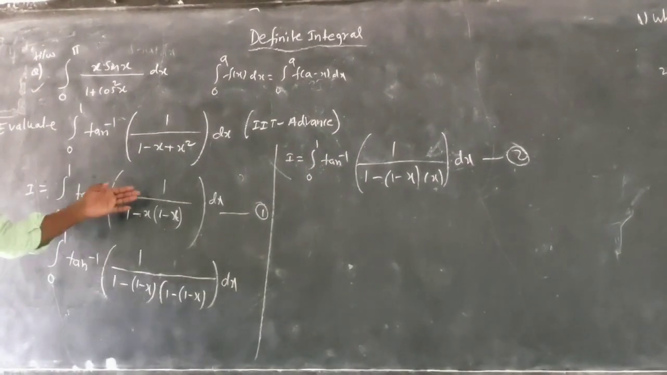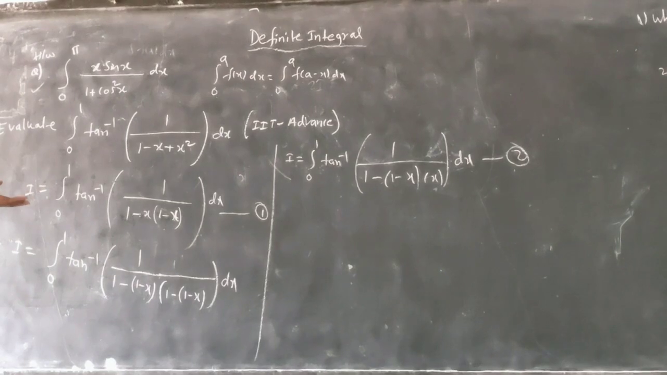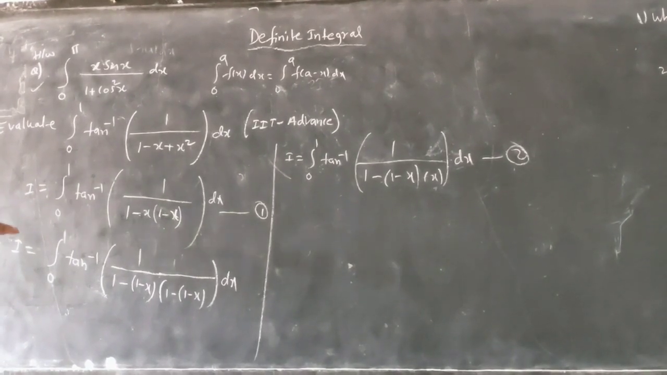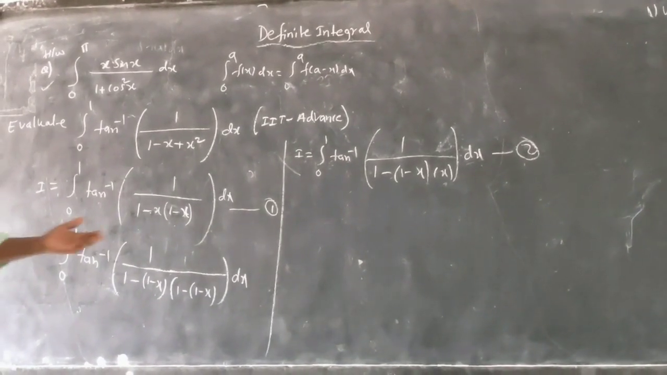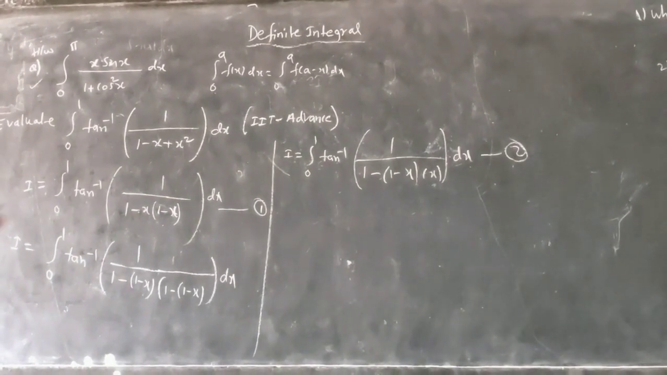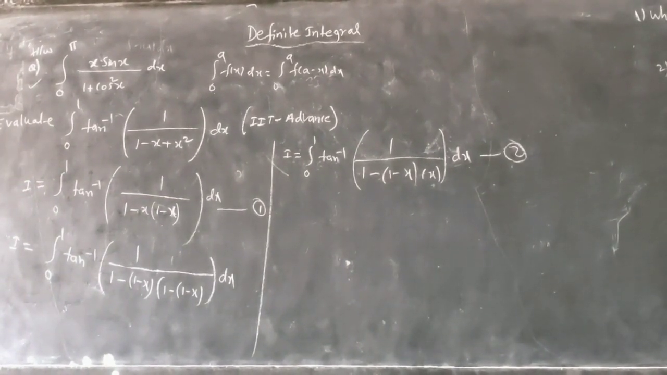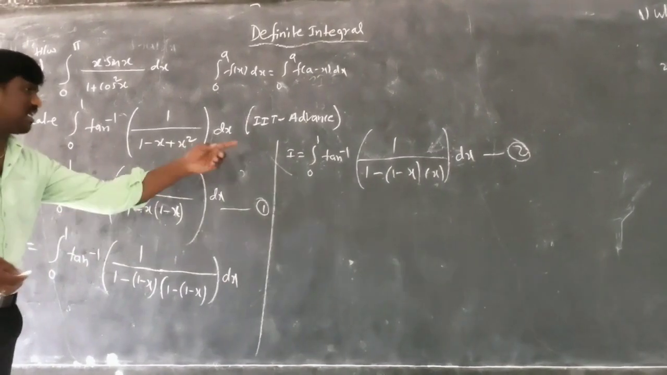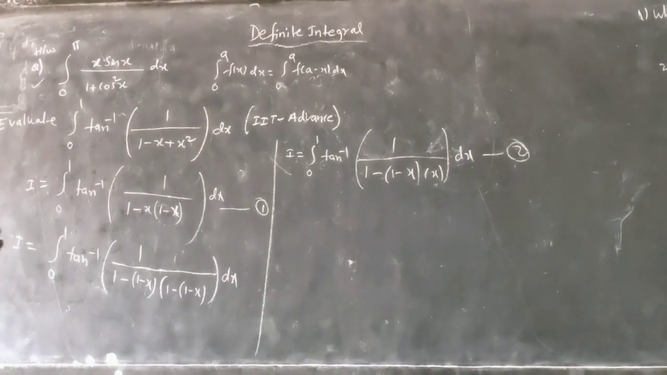So don't do addition. If I do addition, 2I is equal to integration 0 to 1 tan inverse. If I do addition, what will I get? I'll get 1 plus 1. Same, there is no use if I do addition. This one and that one, if I do addition, there is no use.